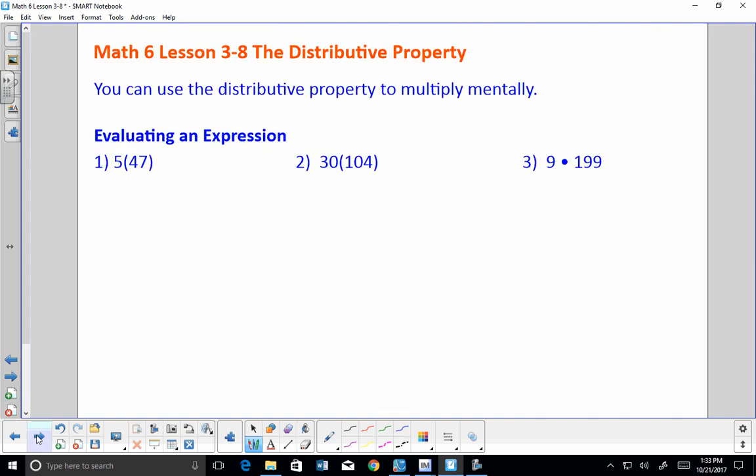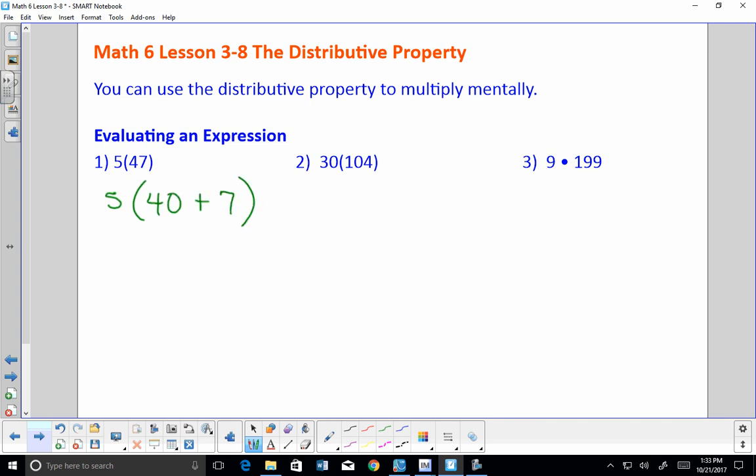You can use the distributive property to multiply mentally. I do this a lot. When I try to multiply numbers together, I don't think in my head how to line them up and add and carry and this and that. I think of ways to use the distributive property. So if I'm looking at 47, my brain is saying, wow, 47 could be 40 plus 7, or it could be 50 minus 3. I don't care. I happen to do a little bit better with addition than I do subtraction, so I'm going to think of 5 times 47 as being 5 times 40 plus 7, because 47 is 40 plus 7.